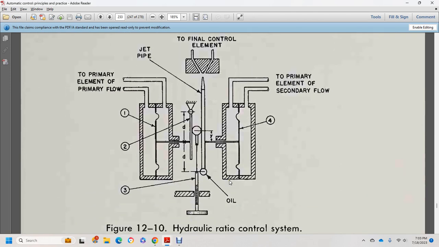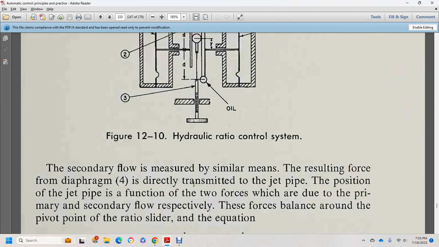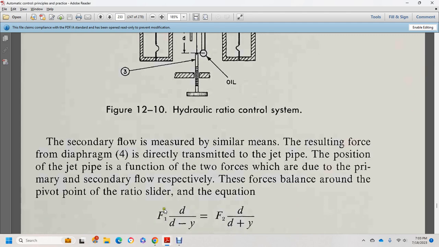It then shows the oil piston hydraulic control of the secondary flow with a similar arrangement, with the resulting force of the diaphragm. The position of the jet pipe is a function of the two forces of the primary and secondary flow, balanced around the pivot point with the ratio slider within the equation.